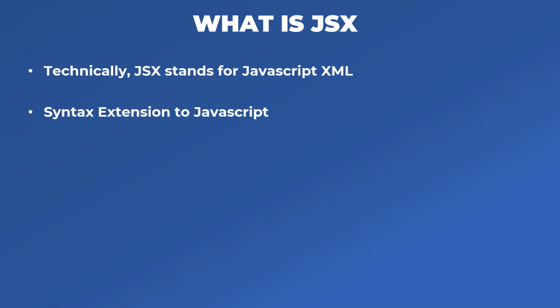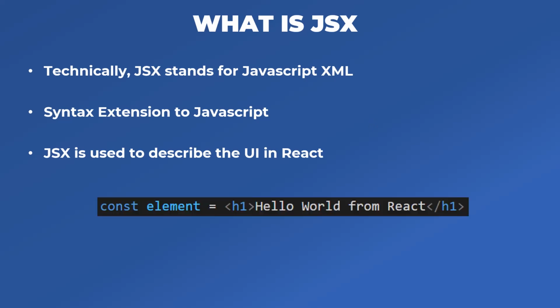So what is JSX? JSX is basically the short form for JavaScript XML. You could think of it as an extension to JavaScript. Basically, JSX is used to describe the UI in React. Let's look at an example to make it more clear. This here is a typical JSX. You have a constant called element and it contains an HTML tag with a simple message, hello world from React. This is a complete JSX in itself.